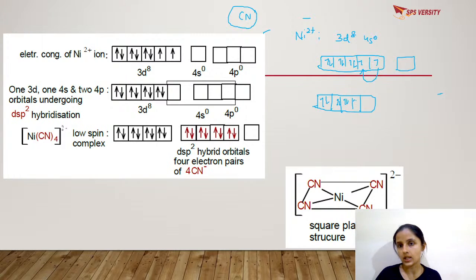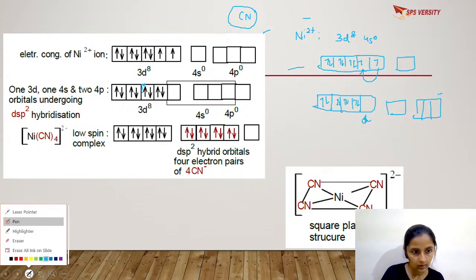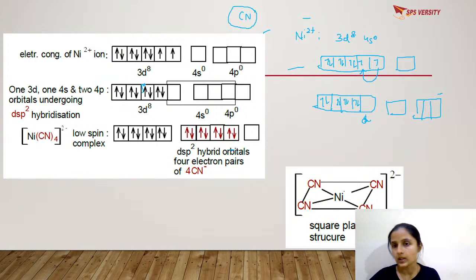These electrons were already here, and then you have, this is a d orbital, and this is s, and you have 4 ligands coming up. That's 4 cyanide ligands, so there should be 4 boxes free. So that's a d, and then you have the orbital which is s. I'm changing the ink. So this is d, this is s, and 4 boxes should be free to accommodate the 4 pairs of electrons given by the ligand.